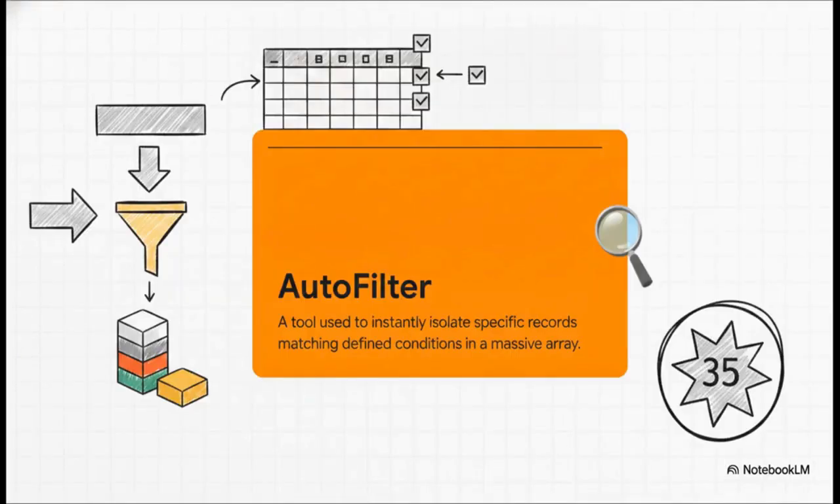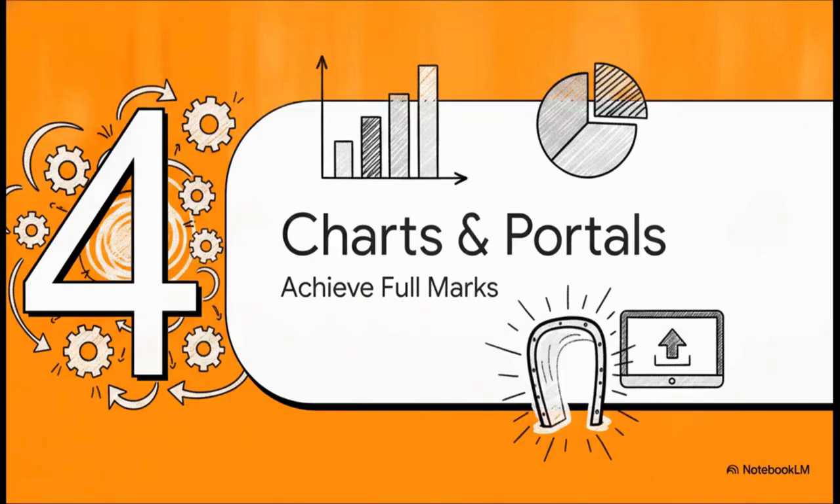Right after sorting, we've got to extract exactly what the question demands. Enter the auto filter. Think of it as a tool that instantly isolates specific records, matching defined conditions within a massive array. You just select your sorted data, hit Data, then Auto Filter. It's the simplest, most logical way to mask rows and display only what the examiner asks for. This is deep data processing at its finest, and doing it cleanly is exactly how you lock in those 35 marks.